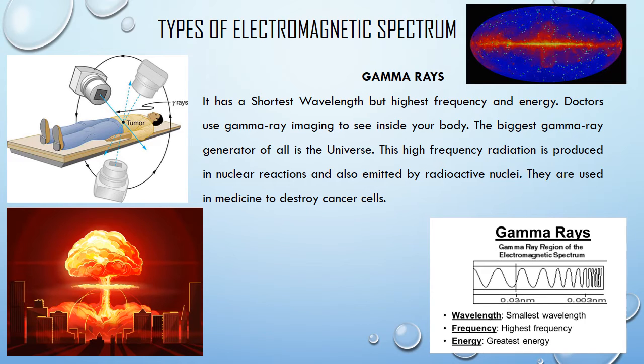This high frequency radiation is produced in nuclear reactions and also emitted by radioactive nuclei. Gamma rays are used in medicine to destroy cancer cells. Gamma rays are the same as X-rays in that they are used to destroy cancer cells and to treat cancer.